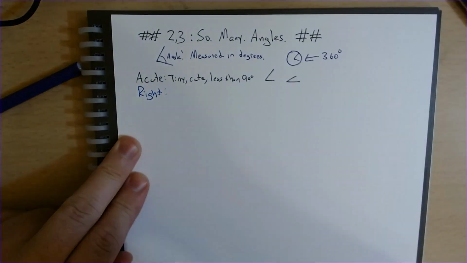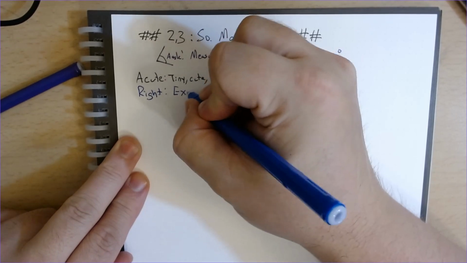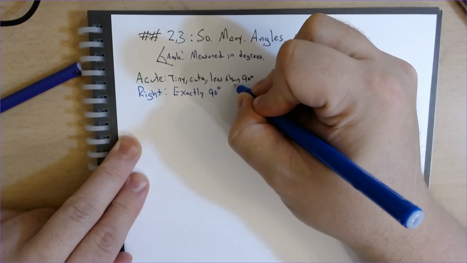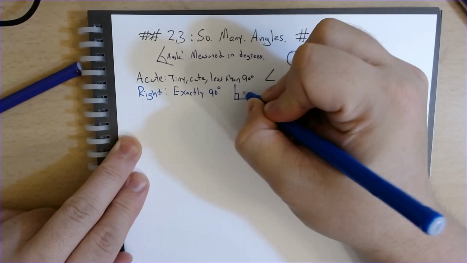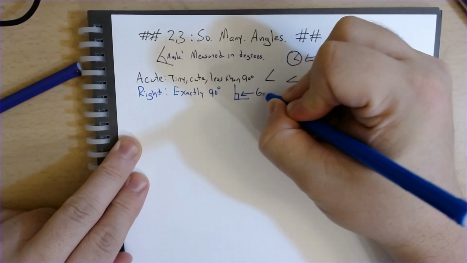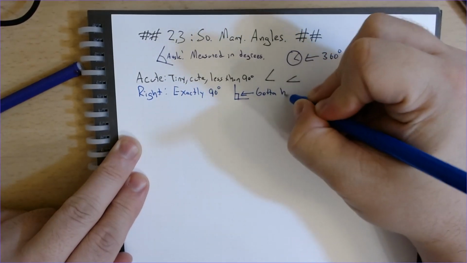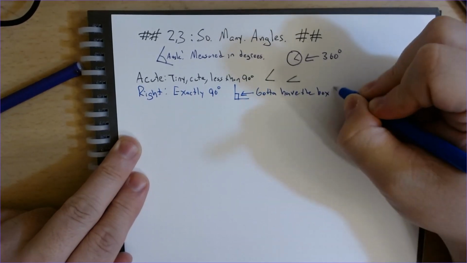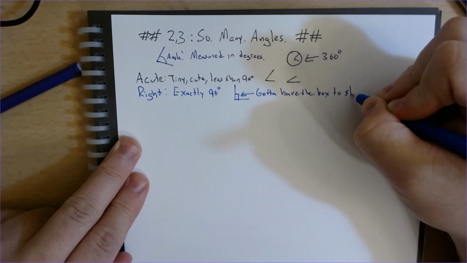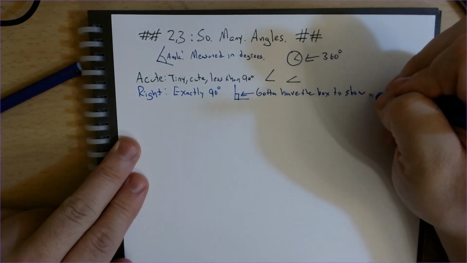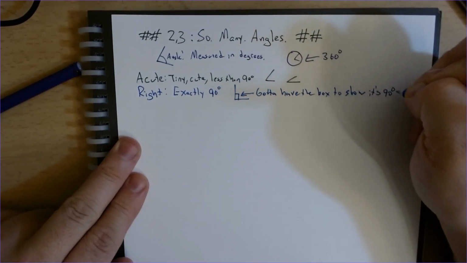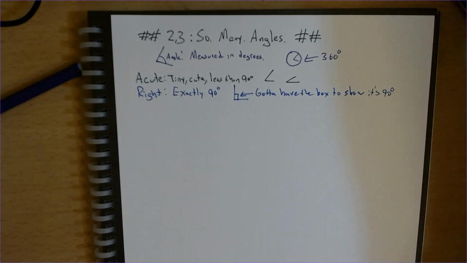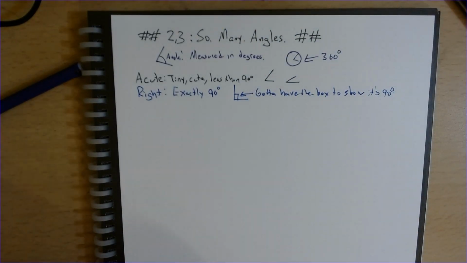So right means exactly 90 degrees. You've got to have this box. If you don't have it, it's not 90 degrees, basically. It could be 89.99 degrees or 90.26 degrees, but if it's not there, it's not exactly 90.